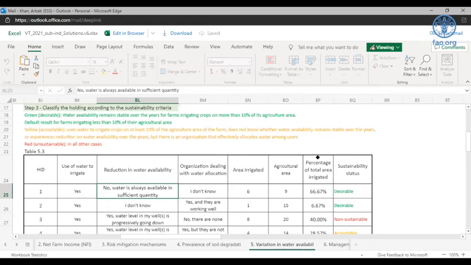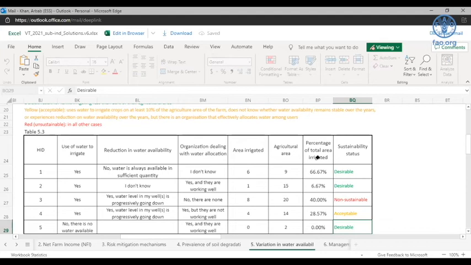The problem becomes more alarming once he is using water for irrigation on more than 10% of his agricultural land area and the water availability is reducing. Once we receive a reply that, yes, I'm experiencing a decrease in water availability, which is holding number three, then we ask a follow-up question as to whether there are organizations which are effectively allocating water amongst the different users, the different agricultural producers. If the reply is no, there are none, then we classify him as non-sustainable. So it's a combination of staggered information, one on top of another, which is used to classify a holding as green, yellow, or red. It's not a single piece of information.